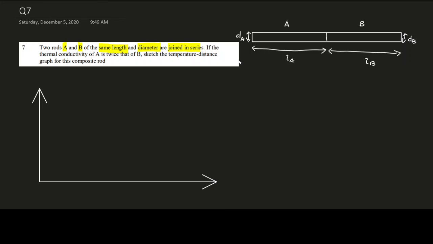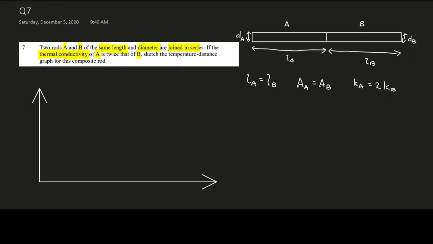Okay, so let's write down the relationship. You know L_A is equal to L_B, and you also know A_A is equal to A_B. A stands for cross-sectional area. Then they say the thermal conductivity of A is twice that of B. They talk about thermal conductivity, which is K. So it means the thermal conductivity of A is 2 times the thermal conductivity of B. Okay, so that's the idea.